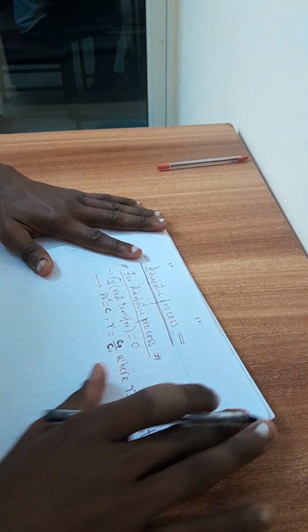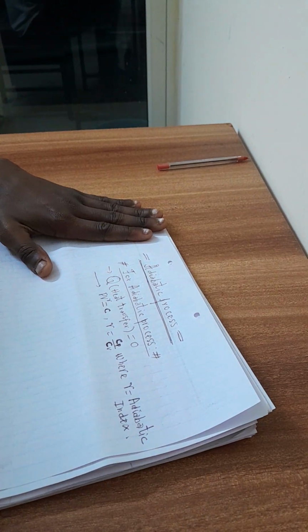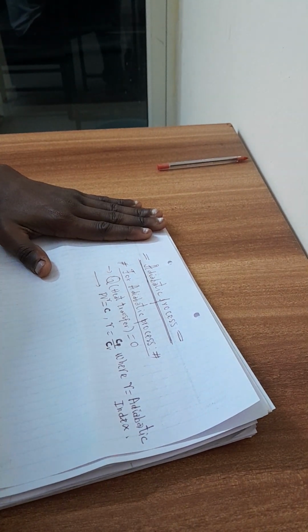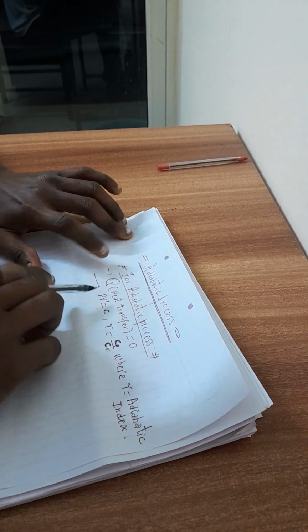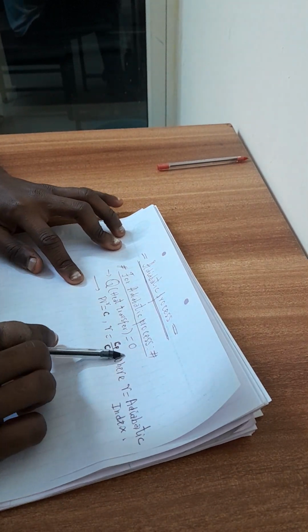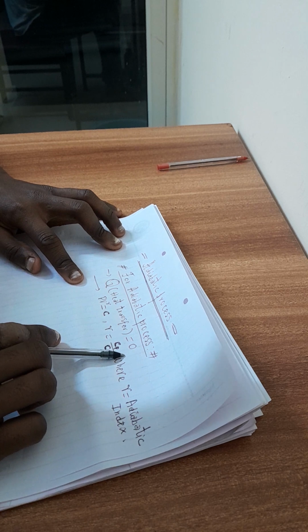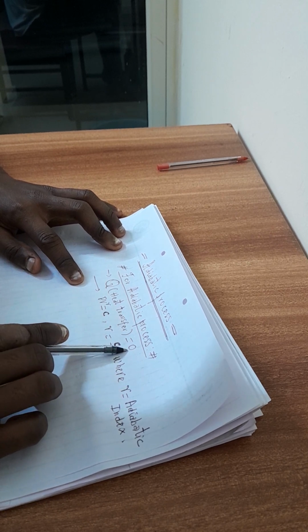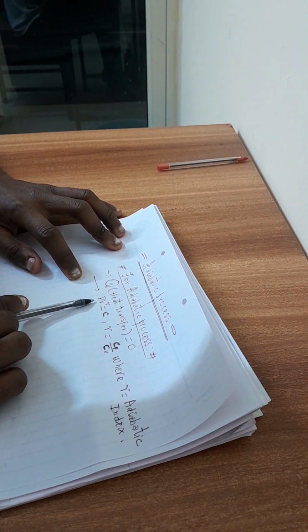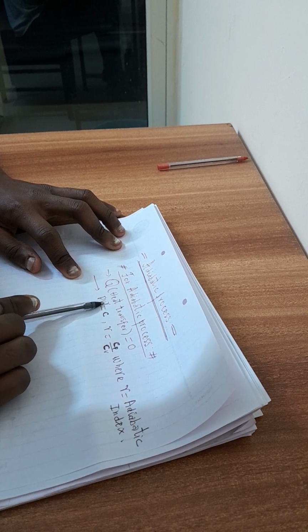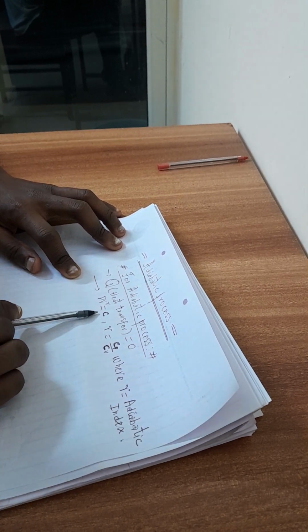Today we are going to speak about the adiabatic process. Any adiabatic process is a process in which the heat transfer is equal to zero. When heat transfer is equal to zero, the product of pressure times volume to the power gamma is equal to C, a constant.